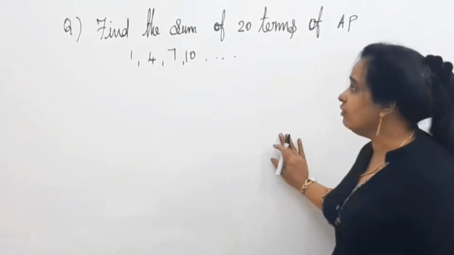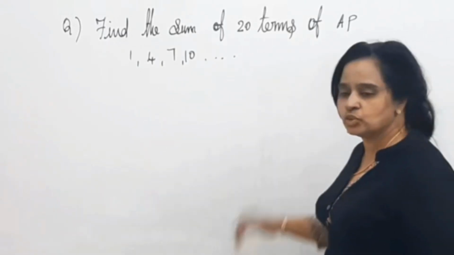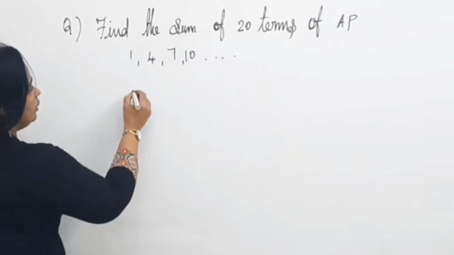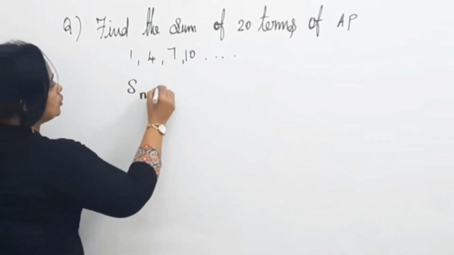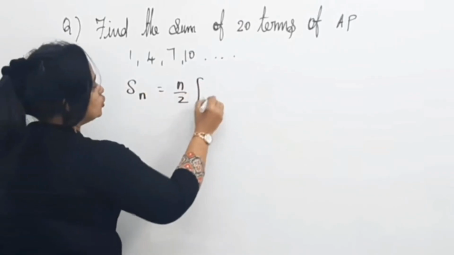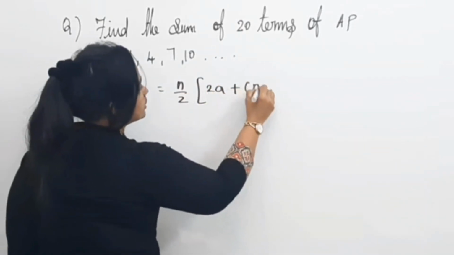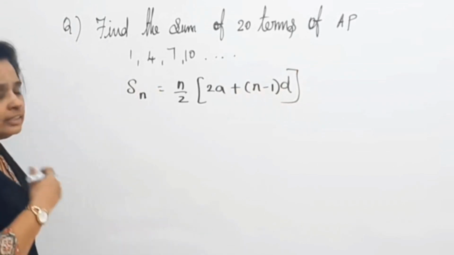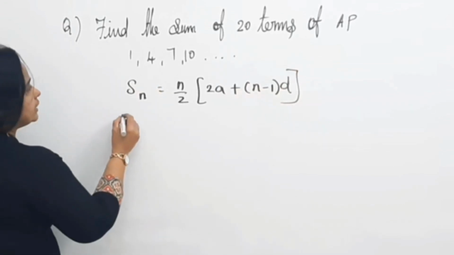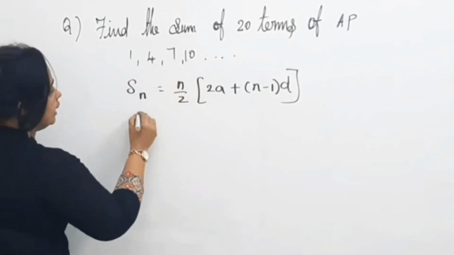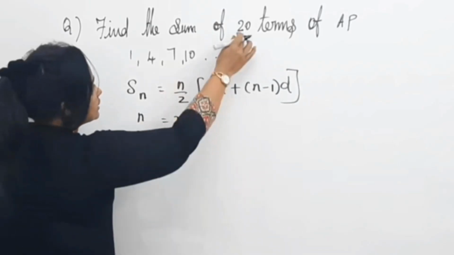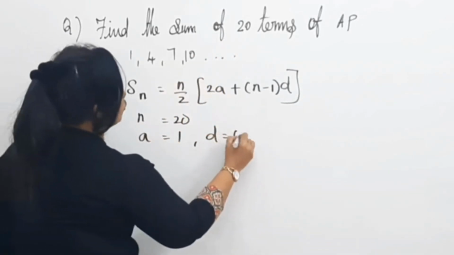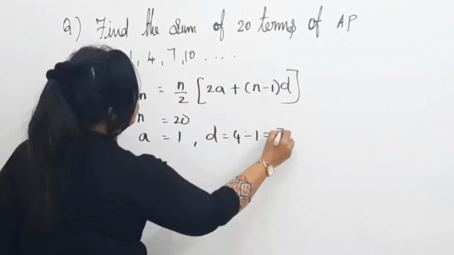Children, now you can see: find the sum of 20 terms of the AP 1, 4, 7, 10. I know Sn is equal to n by 2 into 2a plus n minus 1 into d, the second important formula in this chapter. How many terms are there? n is equal to 20, it is given. a is equal to 1 and d is equal to 4 minus 1, which is equal to 3.